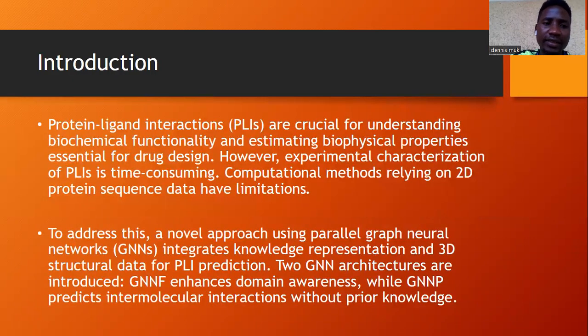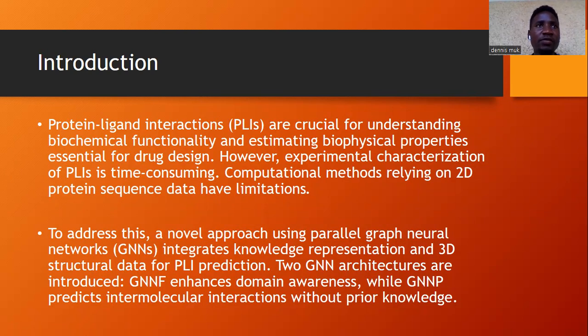PLI is crucial for understanding biochemical functionality and estimating biophysical properties essential for drug design. I think this must be a concept in biology where we're going to look at PLIs in relation to drug design. However, experimental characterization of PLIs is time consuming. So computation methods relying on 2D protein sequence data have limitations, and initially they had used 2D protein sequence data.